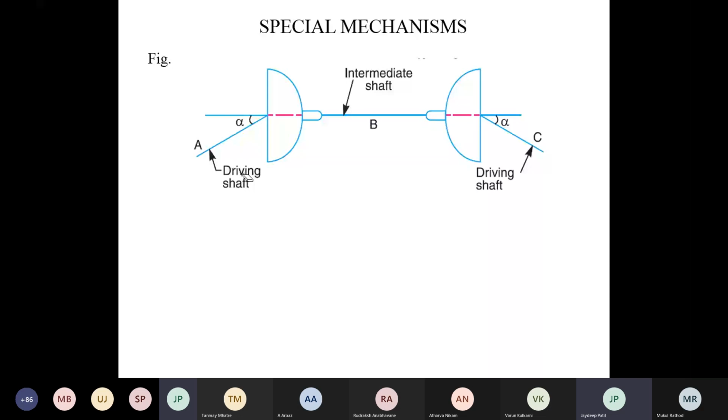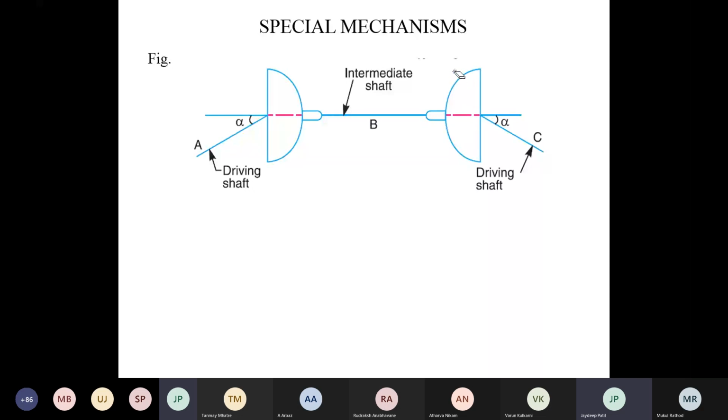Now here, actually, if you observe, when the driving shaft rotates with constant speed, there is a variation in the speed of the driven shaft. Means the velocity ratio varies from minimum to maximum as per the speed of the driven shaft. Suppose the speed of the driven shaft is maximum, then you will get the maximum velocity ratio. If the speed of the driven shaft is minimum, then you will get the minimum velocity ratio. Means there is a variation in the velocity ratio. For getting a constant velocity ratio, you can use an intermediate shaft, and at both ends of the intermediate shaft there is a hook joint.